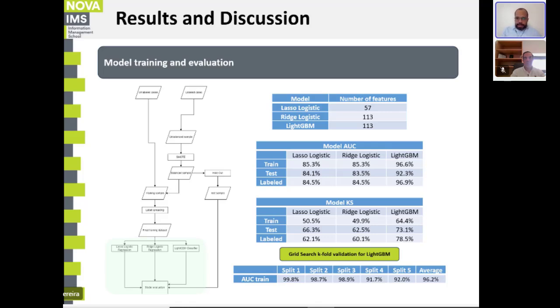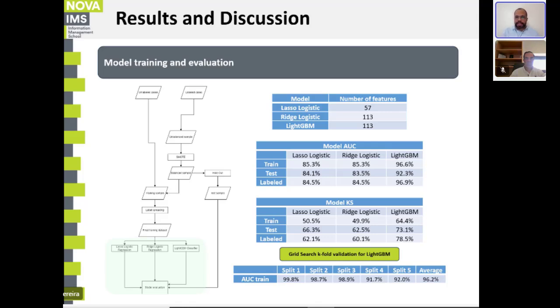When we look at the model AUC results, we can see that the lasso and the ridge logistic were very close to each other in terms of value. So when we compare train, test, and label datasets, the results are pretty close to each other. When we look at the LightGBM model, this is something interesting with the number of features, because if I wanted to implement a model, I would implement the lasso because of the simplicity. On the other hand, the LightGBM model yielded better results in terms of AUC and KS.